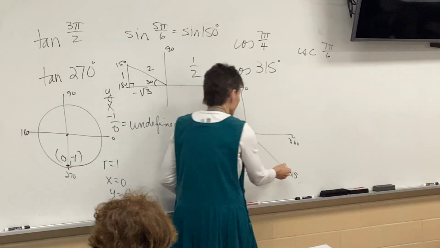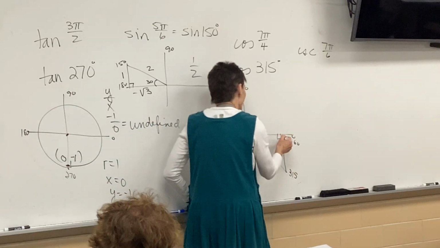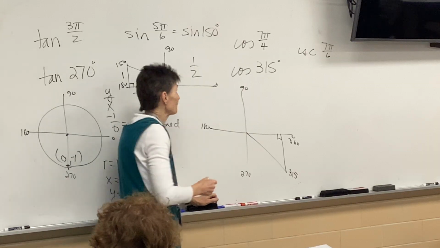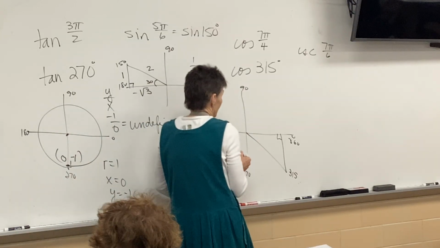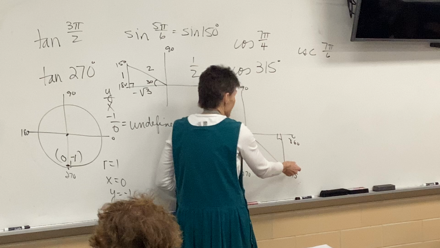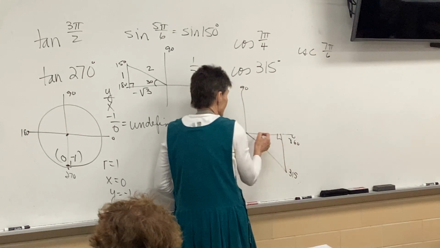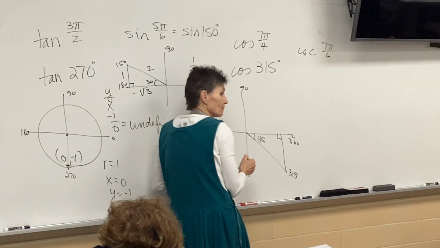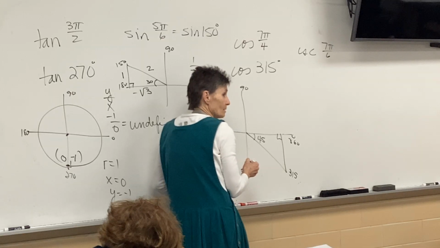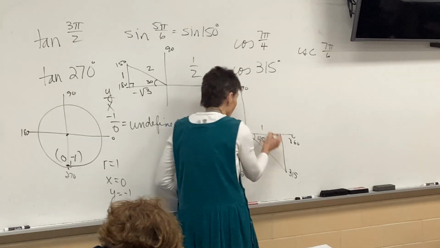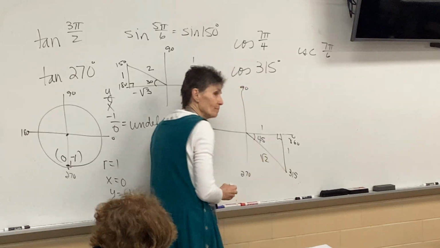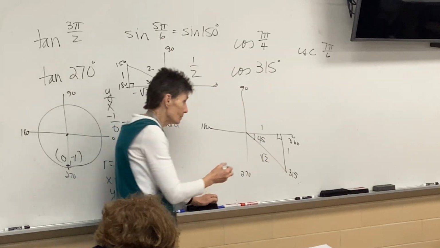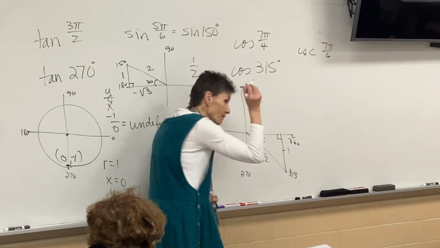So we make a triangle. We only do circles if we're on a line. Otherwise, we're going to make a triangle. So if that's 315 and all the way to here is 360, what's this right here? 45. So we know our sides, right? 1, 1, √2. Negative.